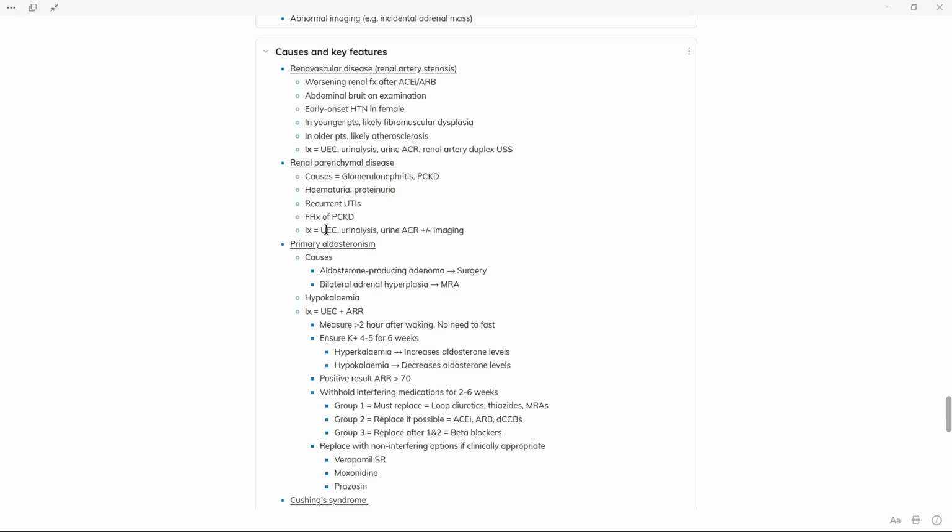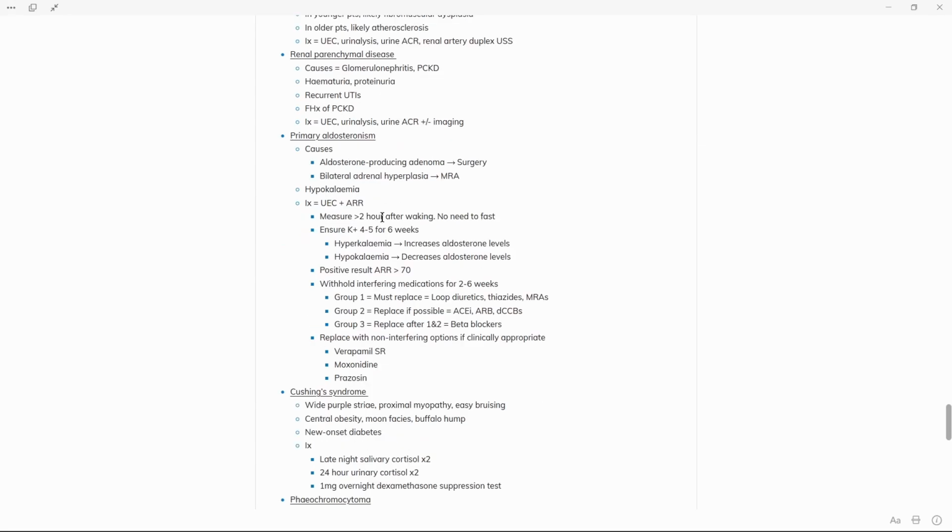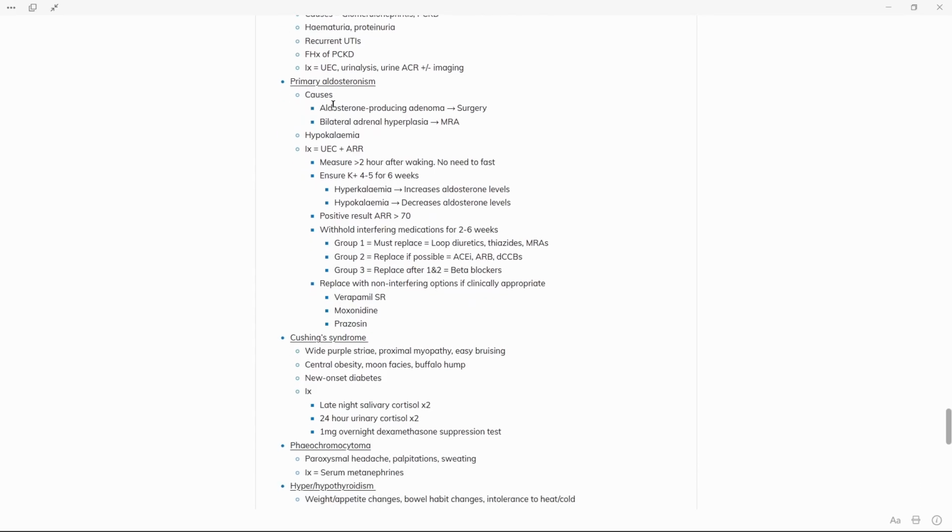You do a UEC, a urinalysis, a urine ACR, and imaging such as an ultrasound KUB to look for any structural abnormalities with the kidneys. Primary aldosteronism, the most common cause of secondary hypertension. There are two different ways that you can develop primary aldosteronism. The first is an aldosterone-producing adenoma, and the management for that is usually surgery. Or you have bilateral adrenal hyperplasia, and the management of that is medical therapy with mineralocorticoid receptor antagonists.